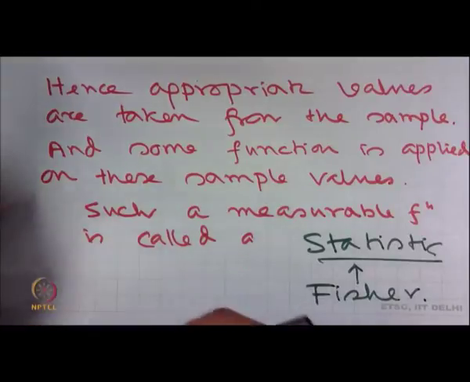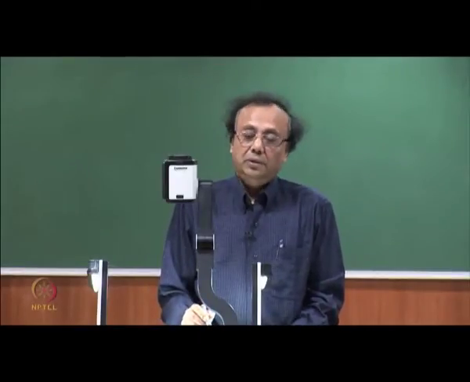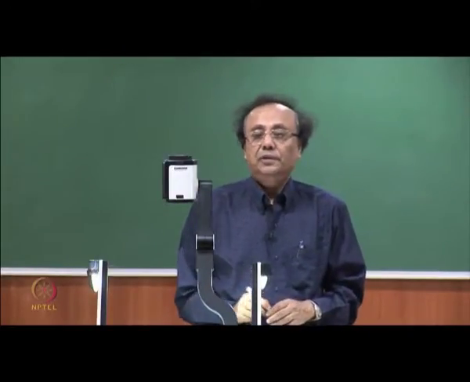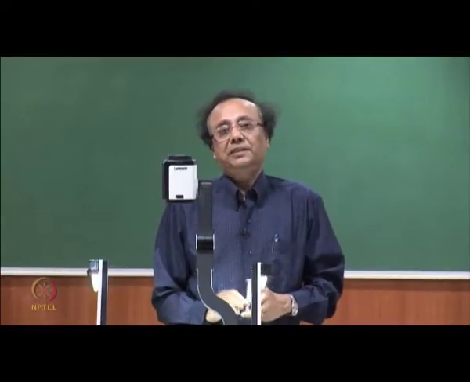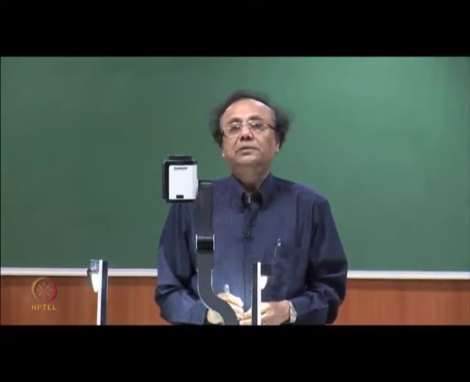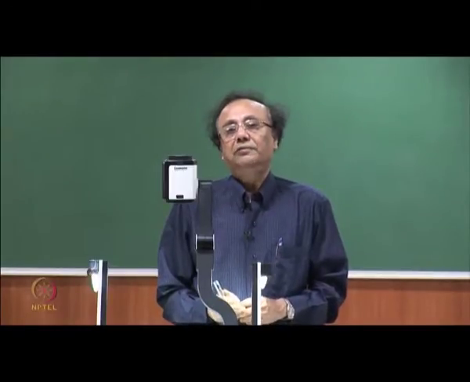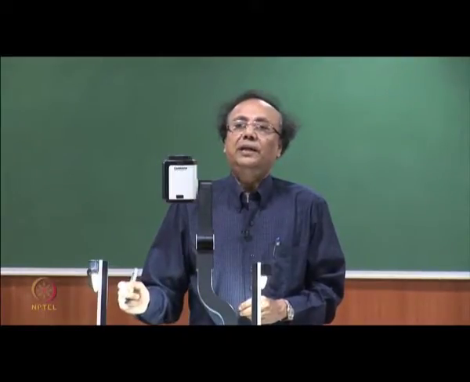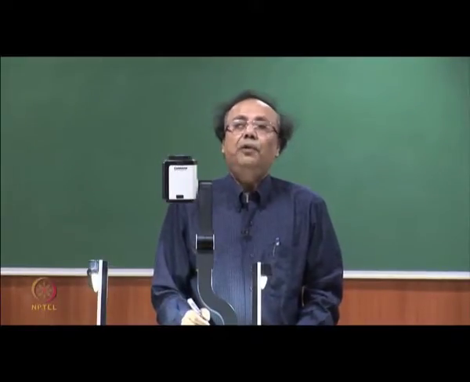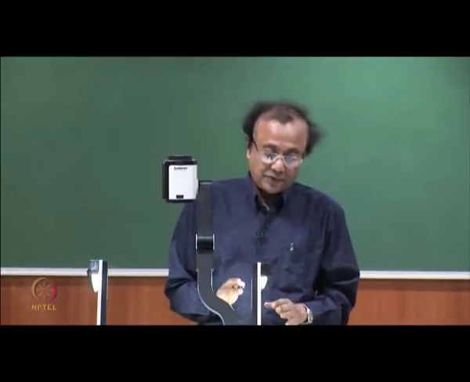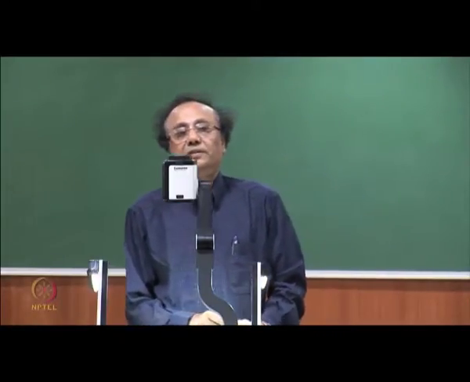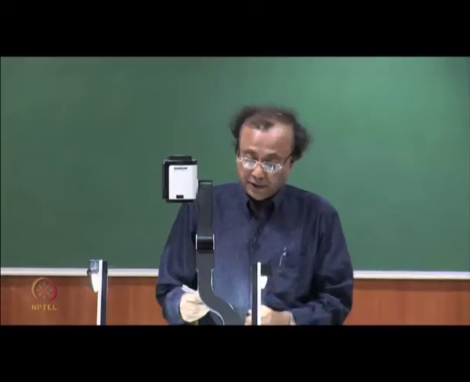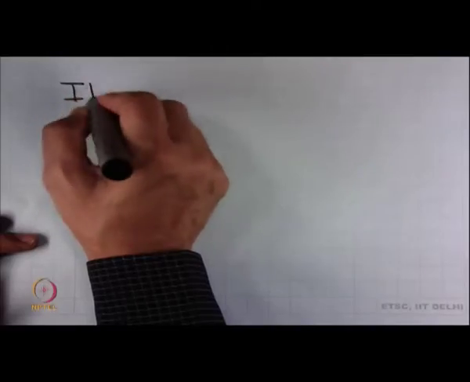So, we have a population, we want to know about some of its parameters. We have taken a sample. From those sample observations, we have measured certain values and applied a function on that one in such a way that from that function value we can get an idea about the population parameter. Such a function of the sample values is called a statistic. It must be noted that a statistic is also a random variable.